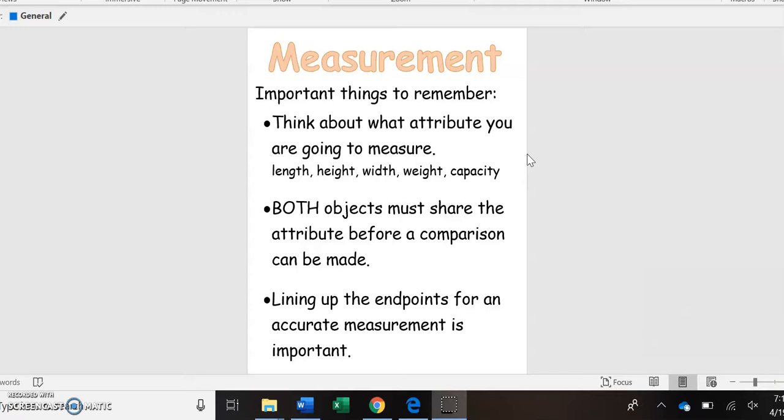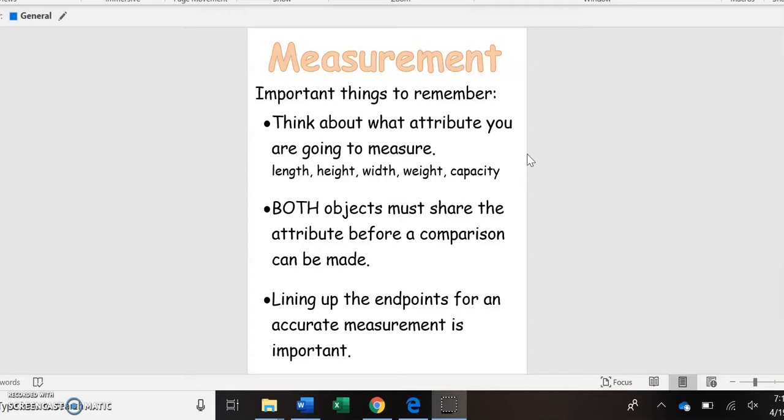The second thing is both objects must have that same attribute before you can compare them. So if you're comparing the length of your marker to the length of your glue stick, you're not going to compare one length with one weight. You're going to compare the length of both of them. That's very important to remember because that will help you with your measurement.